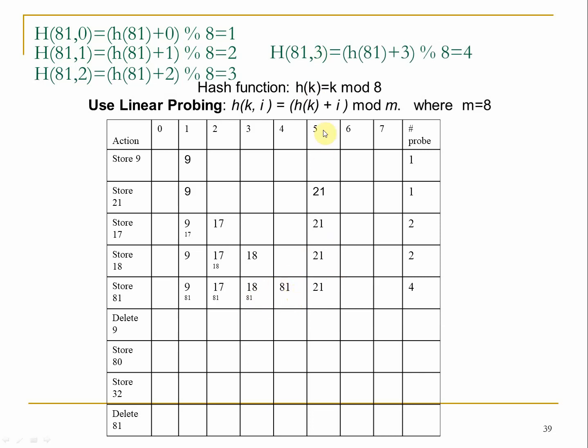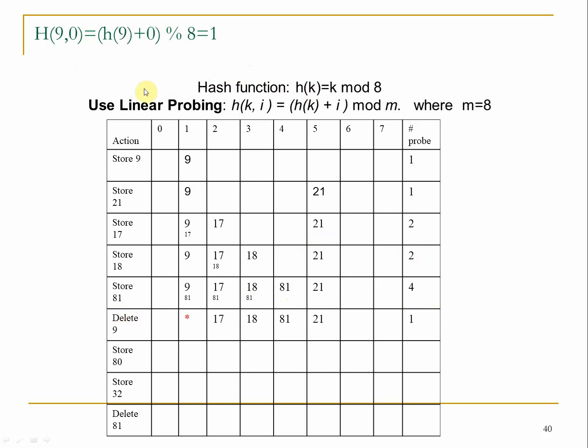And you can see that the i is totally correlated to the number of probing. That's the idea of the probing used in the programming. So when we try to do the delete operation, same thing. We feed 9 into the hash function. Home position equals 1. Found it, leave a special sign over there, move on.